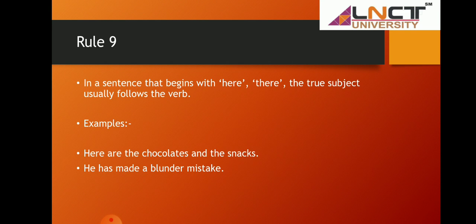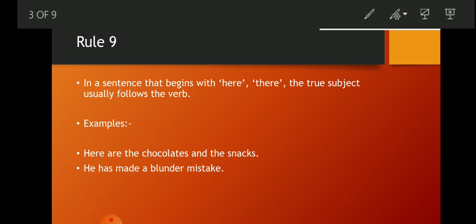In a sentence that begins with here, there, the true subject usually follows the verb. So, example number 1. Here are the chocolates and the snacks. Now, are here, are here is the linking verb. Okay. So, don't get confused, my dear students. It means we are required to mention the verb first, after which the subject would come. Okay. Here are is the verb and the chocolates and the snacks is the subject. Now here are the chocolates and the snacks.